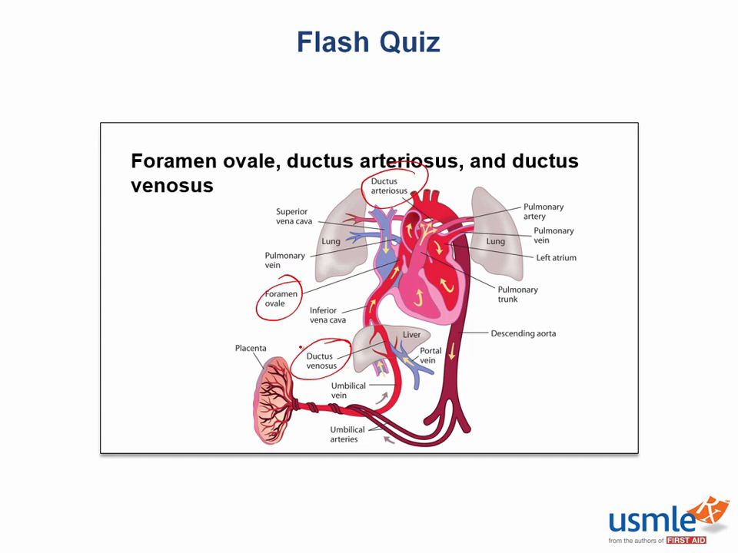And if the ductus arteriosus remains patent, you have a patent ductus arteriosus, which is associated with the rubella virus, causes a machinery-like murmur throughout systole and diastole, is treated with NSAIDs like indomethacin, and can be associated with cyanosis after birth.